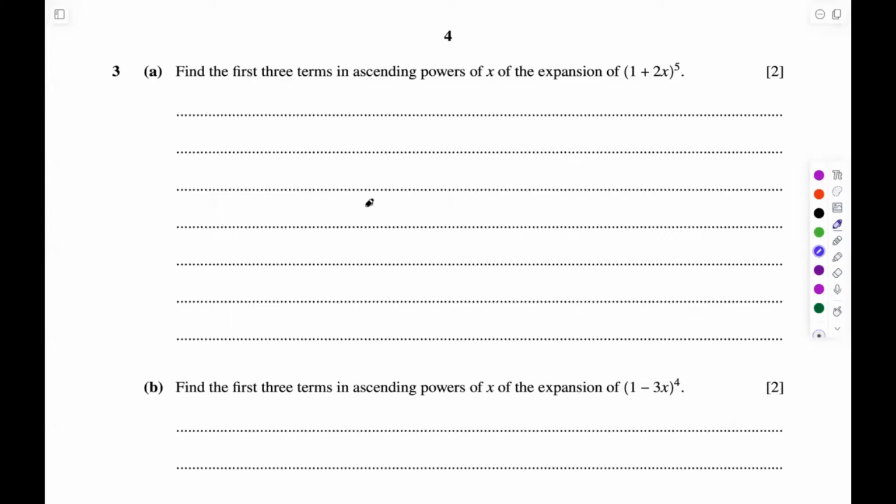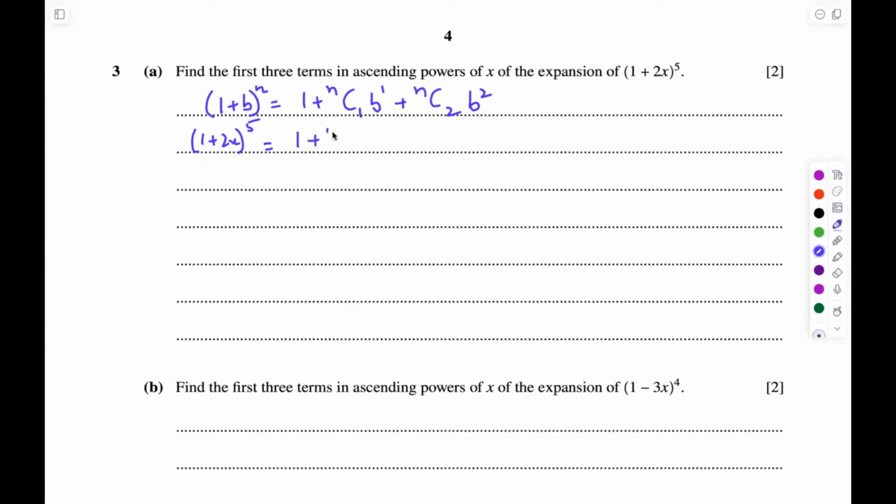In question 3a, we have to find the first three terms in ascending powers of x in the expansion of (1 + 2x)^5. Now the expansion formula for (1 + b)^n is 1 + nC1 b^1 + nC2 b^2. As we just have to find the first three terms, we'll expand it up till nC2 b^2.